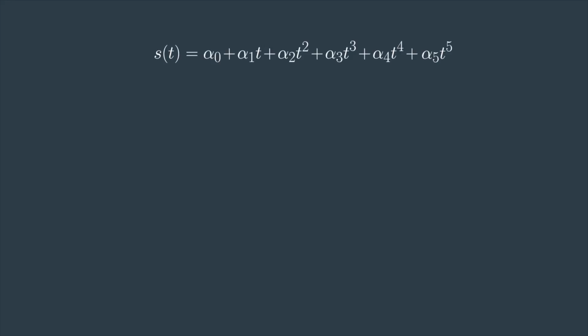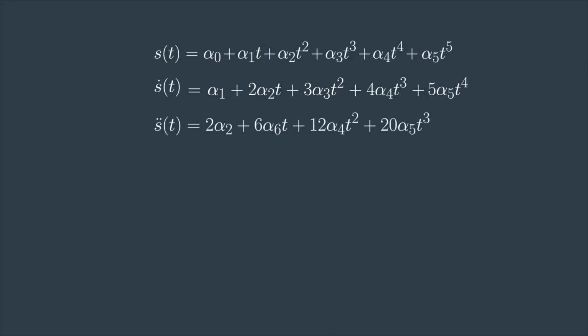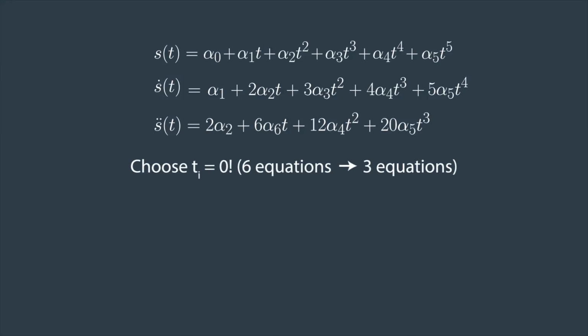First, we differentiate the equations of the position in order to get the equations for the velocity. And then, we differentiate it again in order to get the equation for the acceleration. Now, we could just plug in our 6 boundary conditions to get the 6 equations, but first we're going to do something that will make our life a little bit easier.